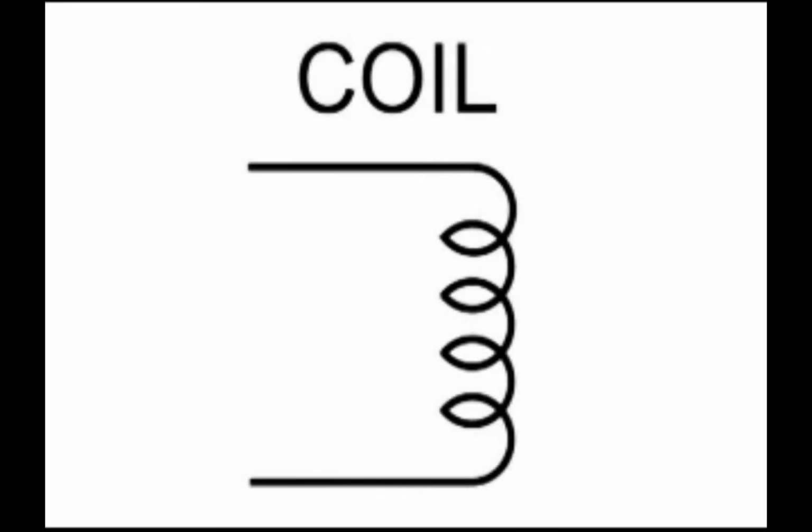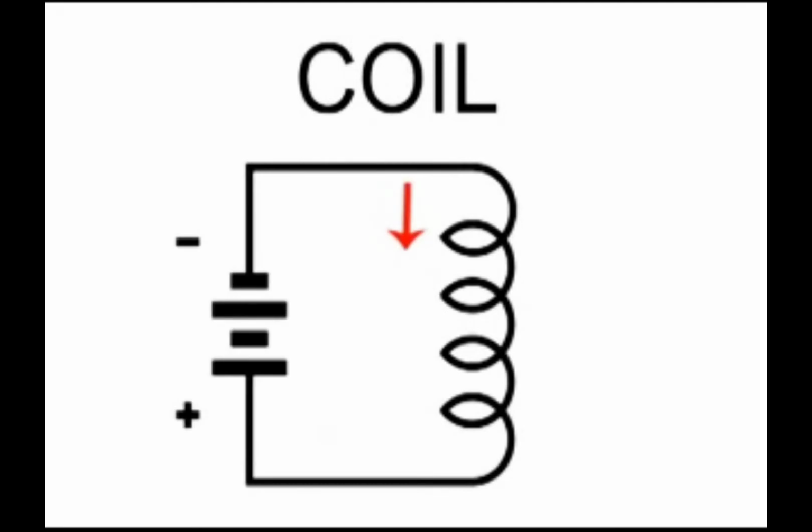Now let's take a look at a coil of wire. And everything about the coil influences the characteristics of the coil. In other words, the number of turns, how they're wound, and the gauge of wire used all determine the characteristics of the coil.